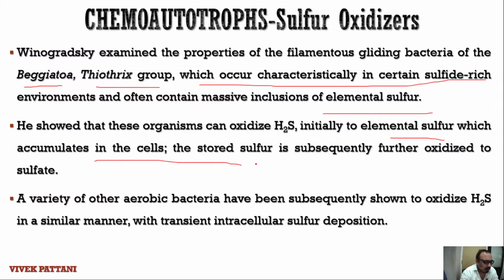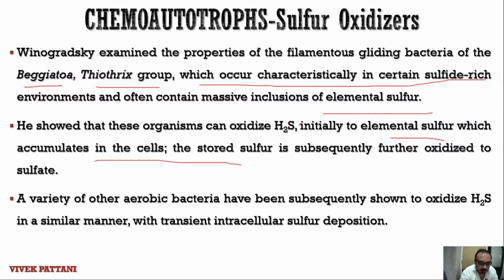A wide variety of other aerobic bacteria have subsequently been shown to oxidize hydrogen sulfide in a similar manner, with transient intracellular sulfur deposition. Their ability to obtain energy by the oxidation of reduced sulfur compounds is a property of a group of gram negative bacteria.